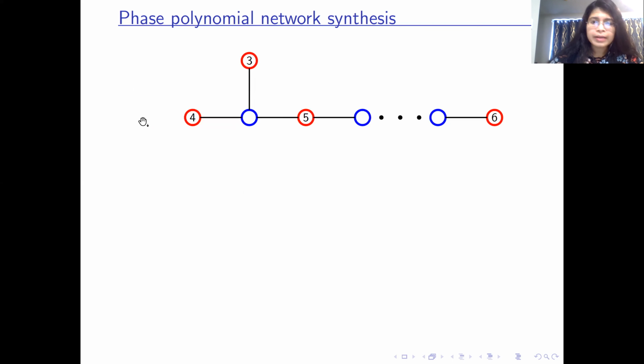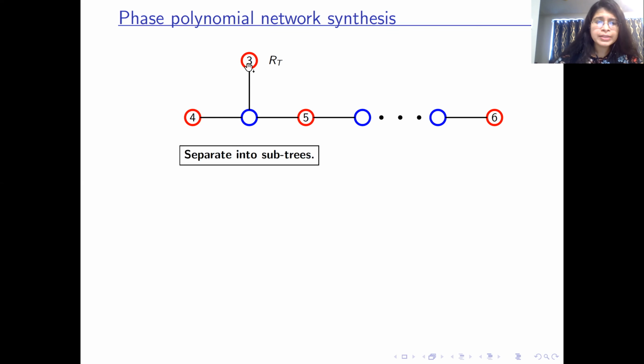So consider the Steiner tree which we had from our parity matrix. Our root is at 3, which was the pivot row. We separate this tree into subtrees. We do a depth first traversal of this tree. We start from the root. Whenever we reach a terminal, we stop. We make that terminal the root of the next subtree. We again traverse depth first and stop at the next terminal and so on.